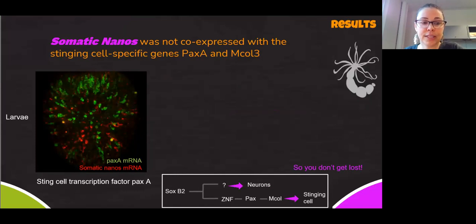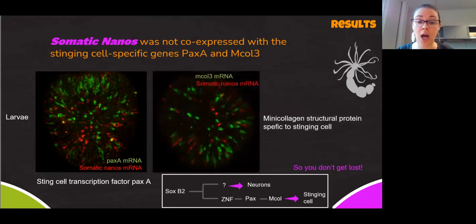So when we focus on the larvae, looking at somatic nanos and PAX-A, PAX-A is a stem cell transcription factor. When we look at PAX-A, we see that somatic nanos is not co-expressed with PAX-A. And when we focus on minicollagen, a structural protein that is also specific to stem cells, it is also not co-expressed with somatic nanos.